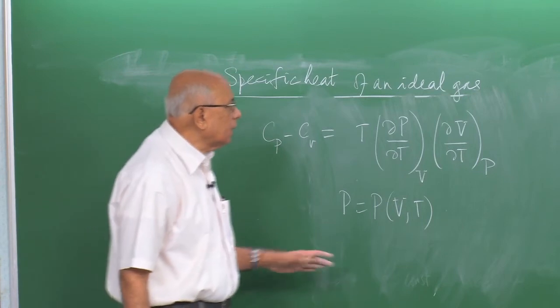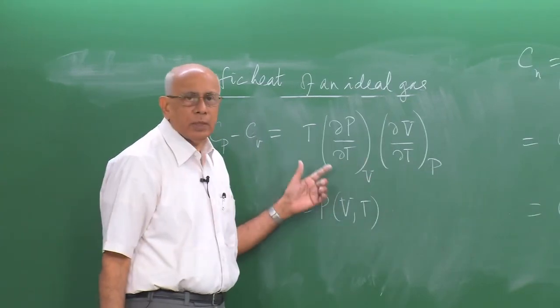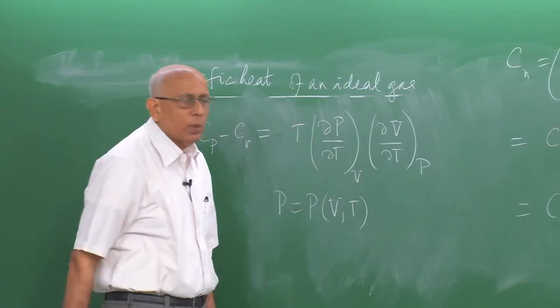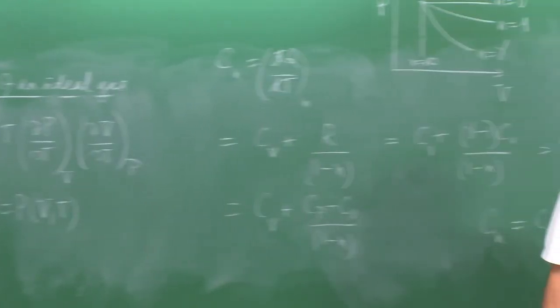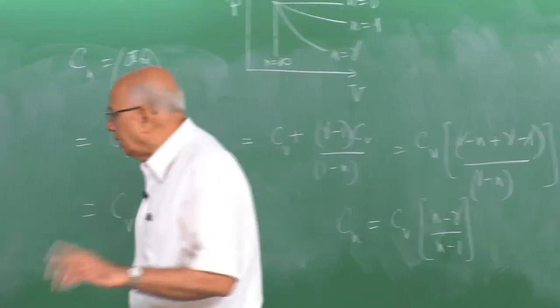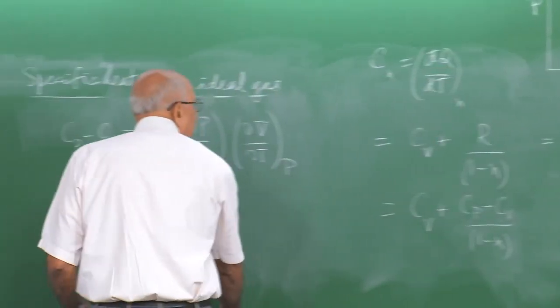For an ideal gas it will reduce to whatever we had talked about. This whole thing reduces to R for an ideal gas, but this is the general formula which is valid for more general cases than the ideal gas itself. Okay.